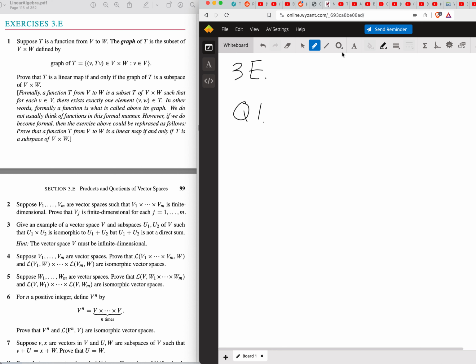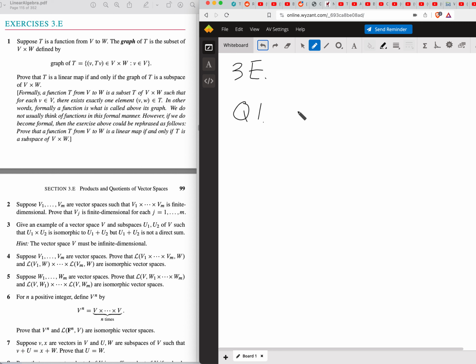We have T is a function from V to W. The graph of T is a subset of V cross W defined by graph of T equals {(v, Tv)}, where (v, Tv) is a subset of V cross W. It's kind of ingenious actually, how they imagine this kind of mapping as a subset. I never saw it like that. Prove that T is a linear map if and only if the graph of T is a subspace of V cross W.